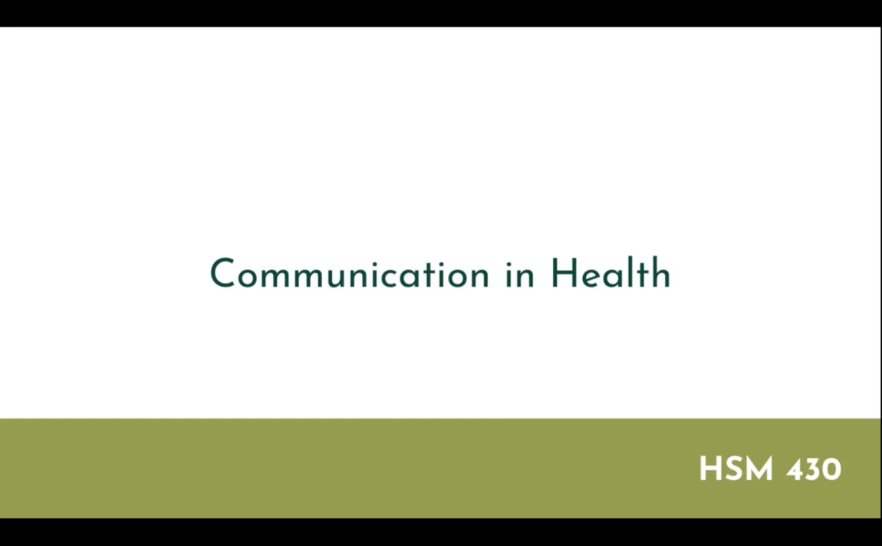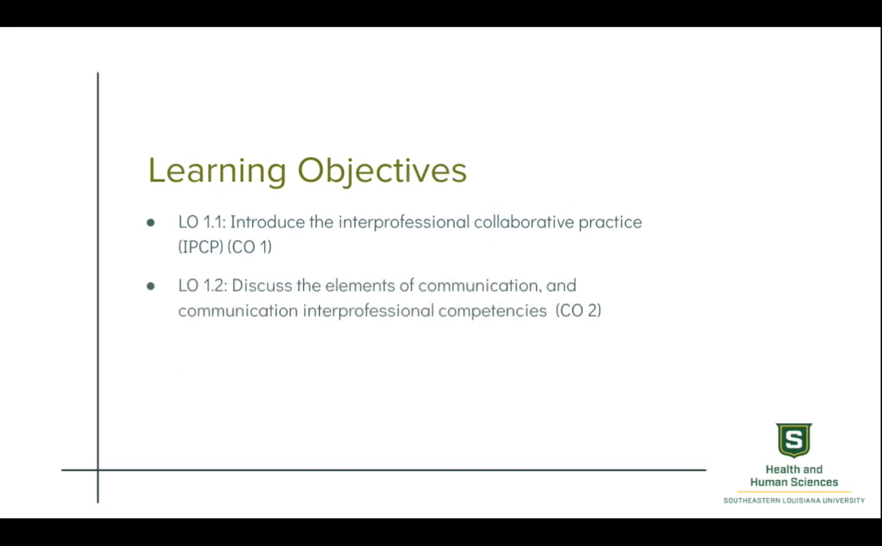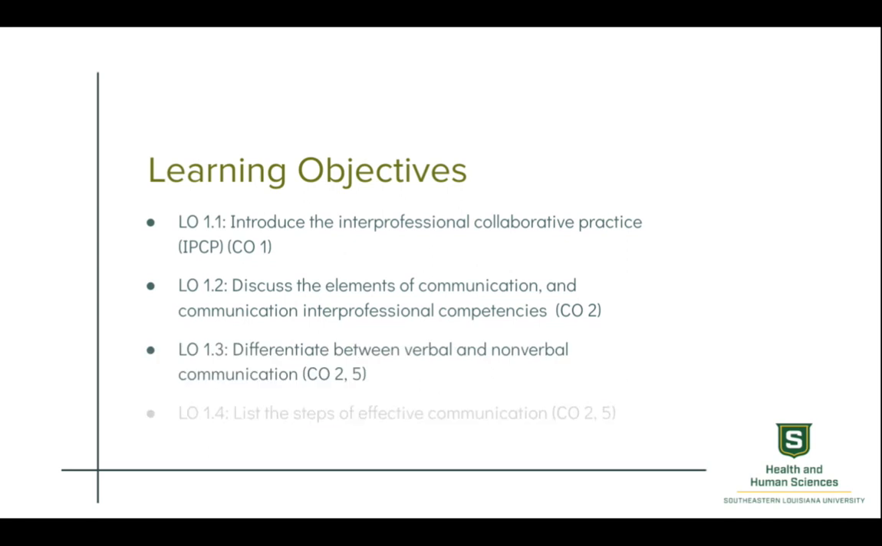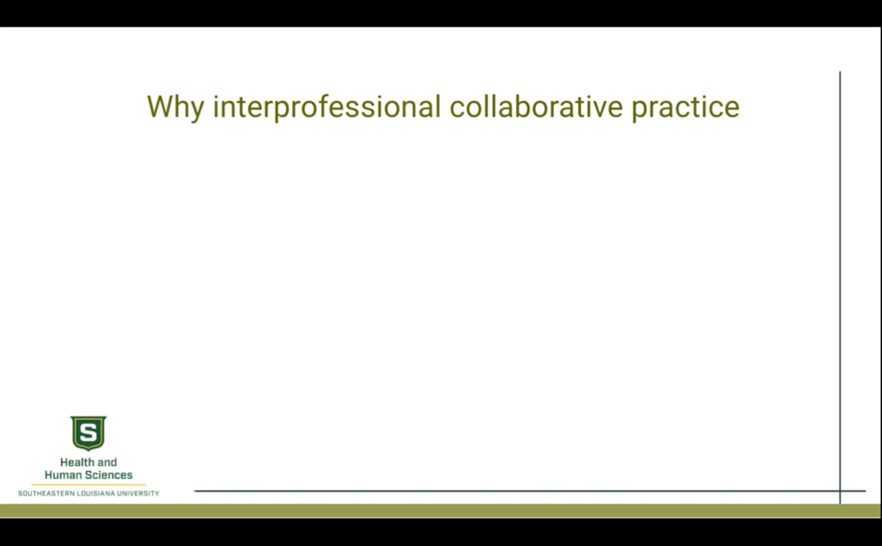We are starting this course with communication, discussing communication and health. And for this class, there are a couple of learning objectives. The first is introducing what interprofessional collaborative practice is, discussing elements of communication, differentiating between verbal and nonverbal communication, and then finally talking about steps to effective communication and some of the things that are important to know for effective communication. So starting with the first learning objective, why is interprofessional collaborative practice important?